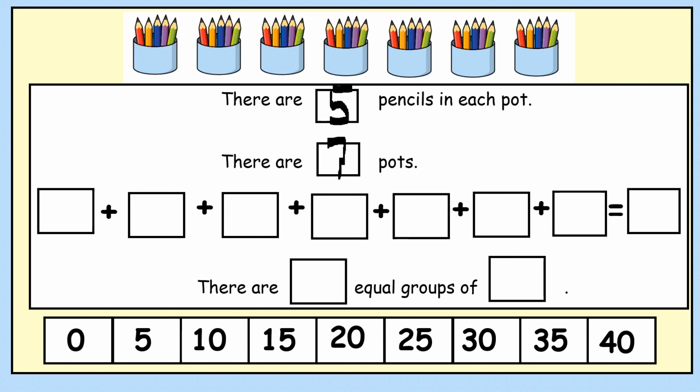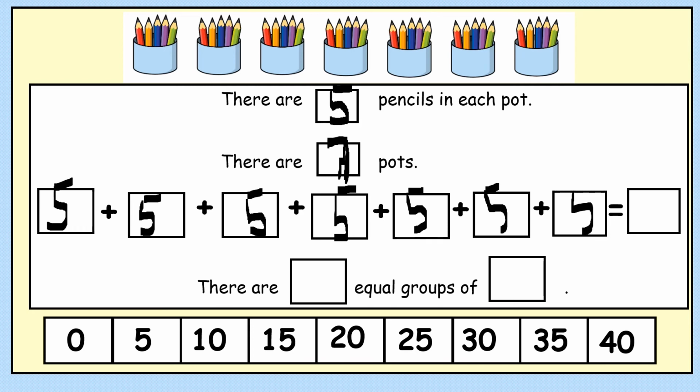Well, that's a messy 7, isn't it? Looks a bit like a funny 4. Okay, what's my number sentence? Well done, it's 5 because there's 5 in each group. 5 plus 5 plus 5 plus 5 plus 5 plus 5 plus 5 equals how many?